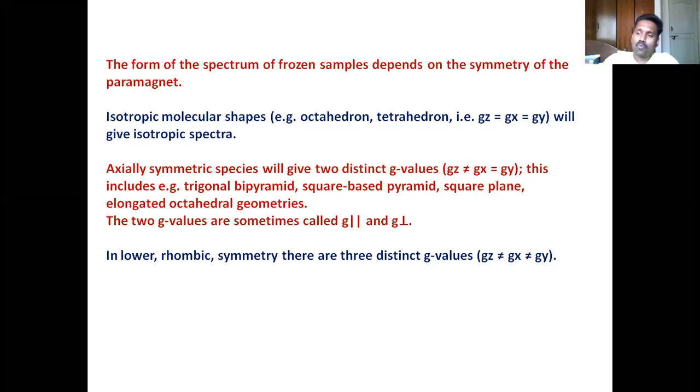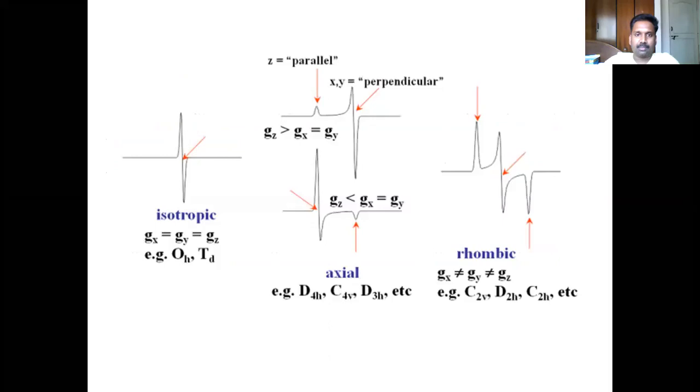So what is the take home point here? What is the summary of the story? That the geometry of the complex plays an important role in deciding the G values. Fine. Okay. So you please look at this. I'll just stop here and reschedule immediately.